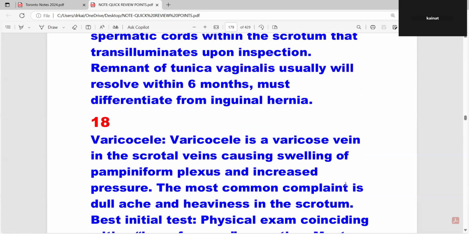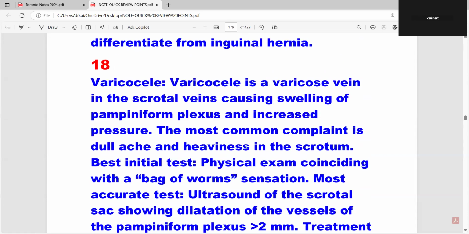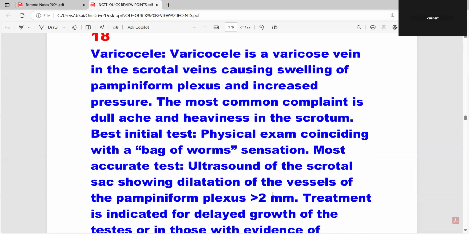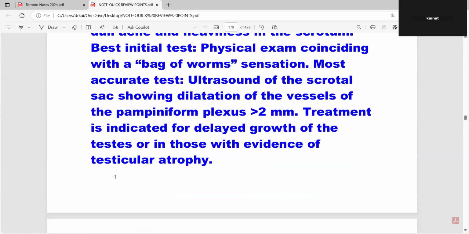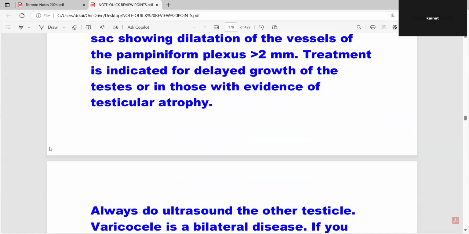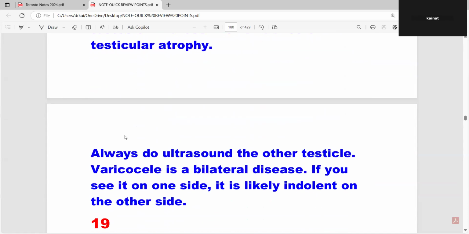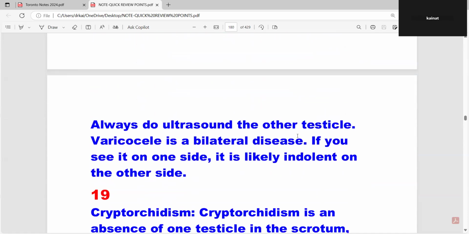Then the varicocele is the varicose vein in the scrotal vein. So there is the pampiniform plexus. The most common complaint is a dull ache and heaviness. Best test is basically the physical examination, checking for the bag of worms, then going for ultrasound. Treatment is indicated for delayed growth of the testes, only when you feel this is testicular atrophy. Always do ultrasound of the other testicle as well. It could be bilateral disease. So if one is showing and the other is not, think of the other one as well.